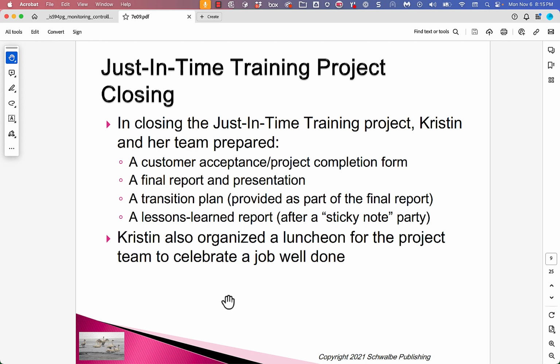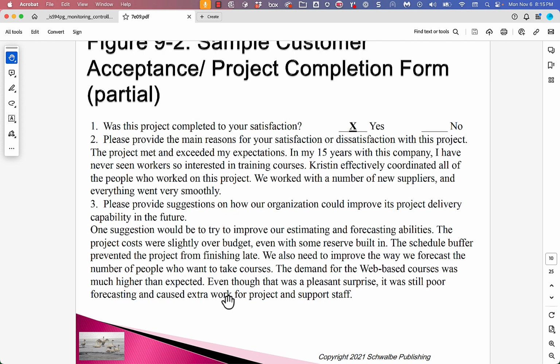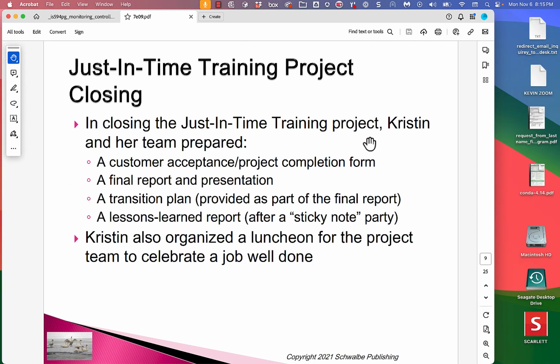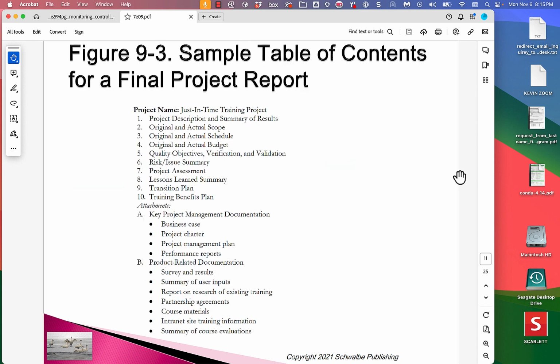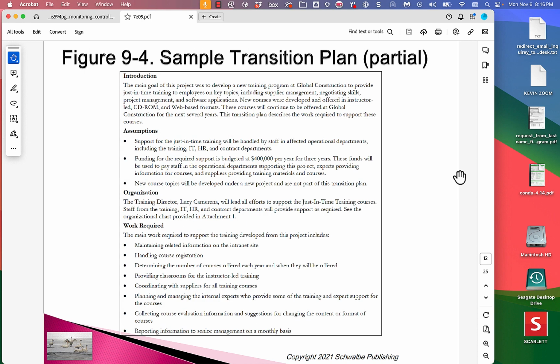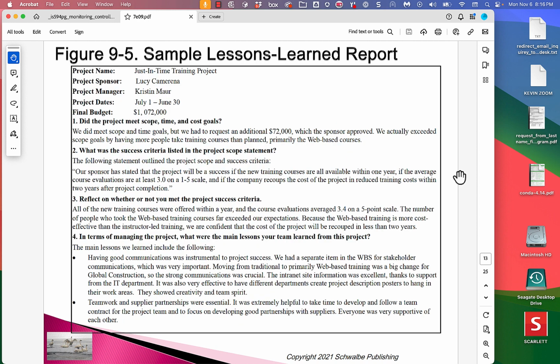So, a slide here about the closing of the just-in-time training project. That's one of the examples from the book. I'm going to let you read that. There's an acceptance completion form, kind of same deal. Here's a table of contents from their project report. I thought this was interesting. I'll leave you to read that. Here's the sample transition plan that they have. I'll leave you to read that. Sample lessons learned report.